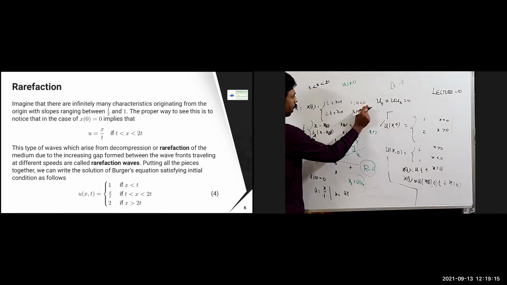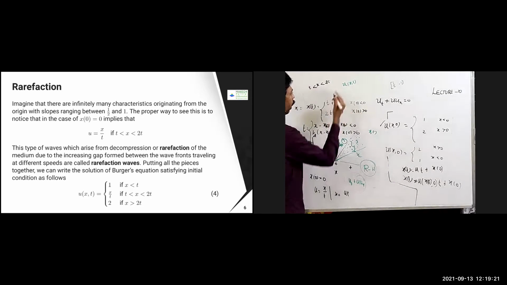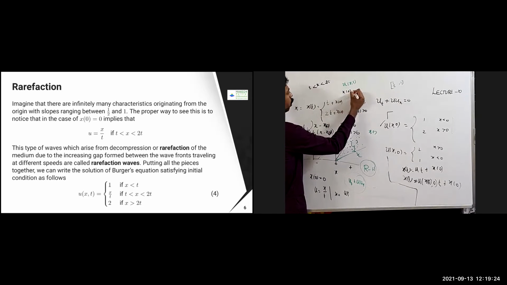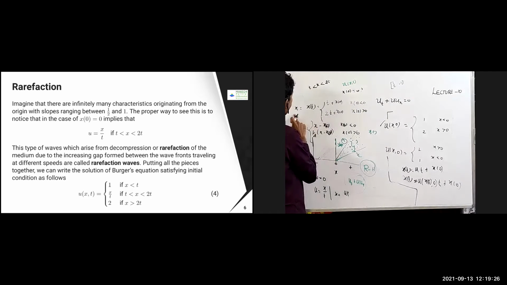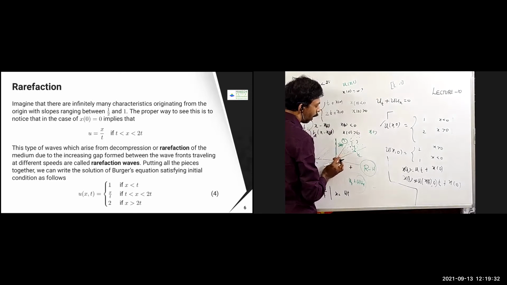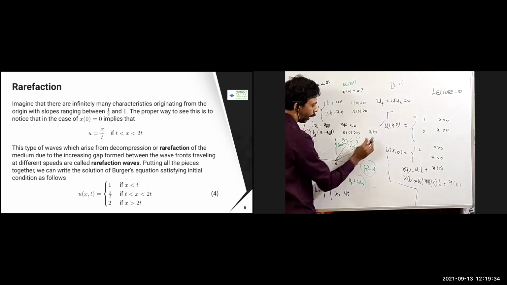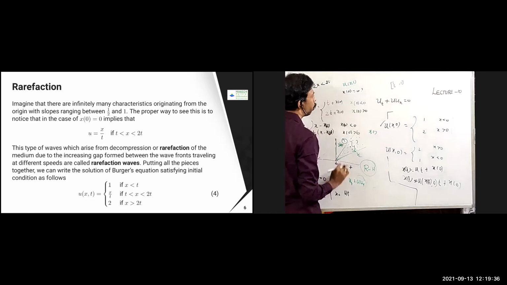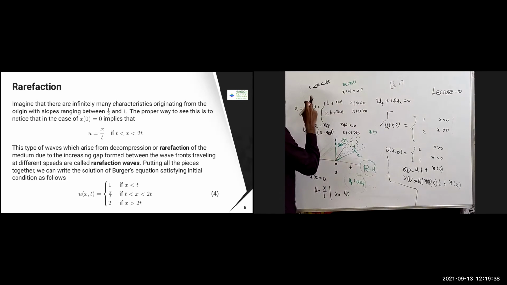Because x of 0 less than 0 means this is going to be here. x of 0 greater than 0 means it is going to be 2t. Now x of 0 equal to 0, we don't know what the value of t is going to be, because we have an infinite number of slopes, the lines, whatever you want to take, you can take between the slope. So that means your x is going to be lying between this t and 2t.